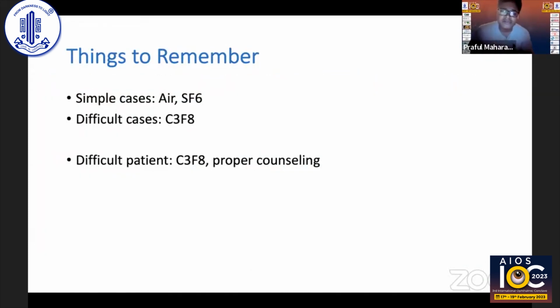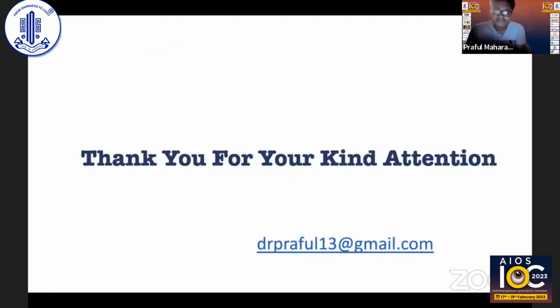One last point: when you are dealing with a difficult patient, remember while injecting C3F8, please counsel them that this gas is going to stay for 4 weeks, or else for the next 4 weeks they will be after your life, saying the vision has not come. So with this, I would like to conclude here. Thank you for a patient hearing.